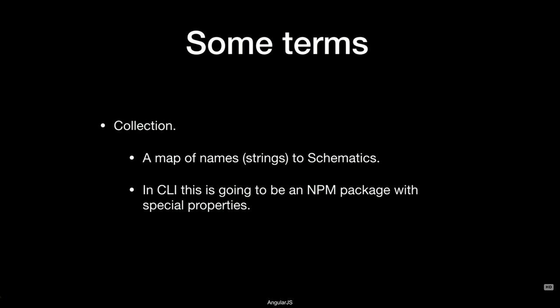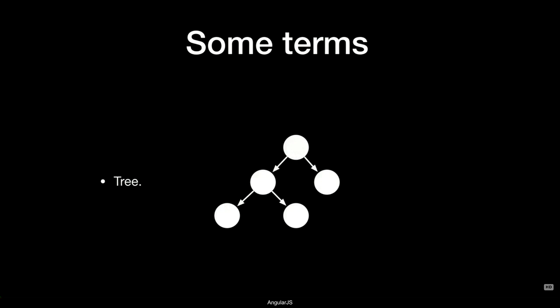So some terms, I'm going to go through these a little bit quickly. Collection, it's a map of names to schematics. In the CLI, it's going to be an NPM package, so you guys will be able to publish some of them and use collections of schematics and reuse other collections of schematics. And a schematic itself is the generator, so we'll see later what it means. A tree is just a series of files that contains a path and content itself.